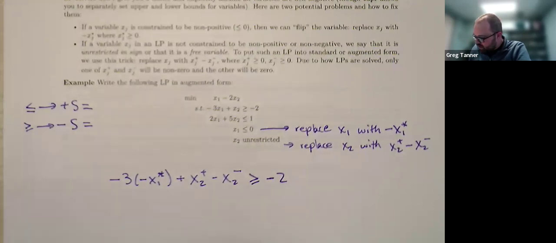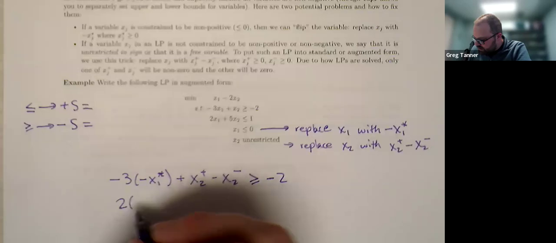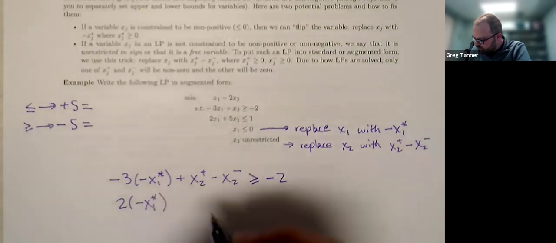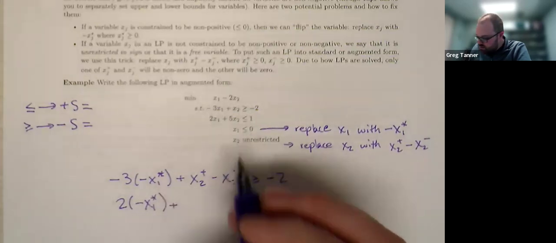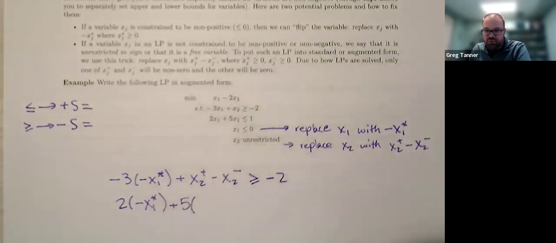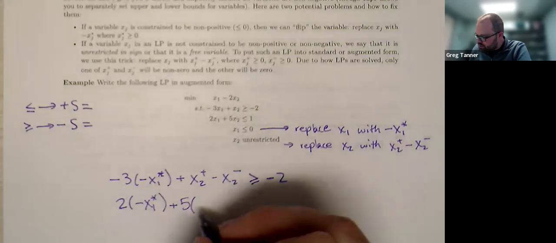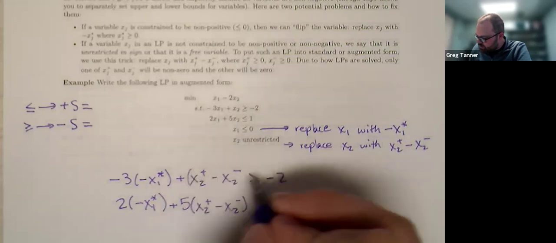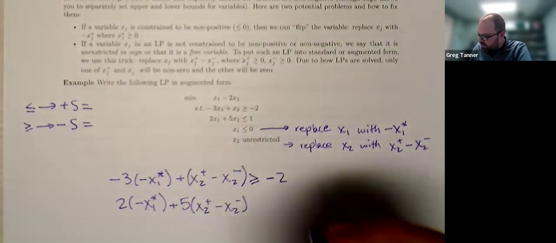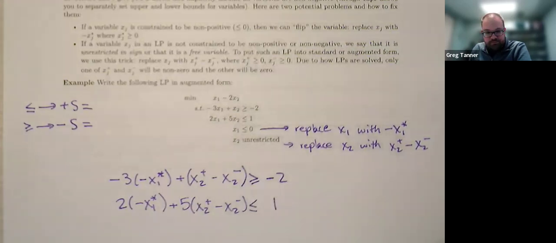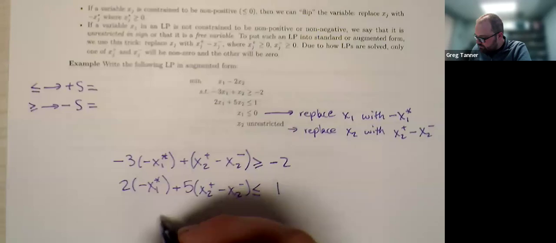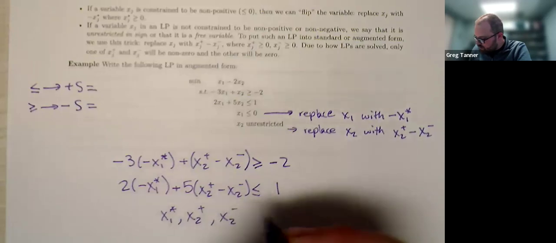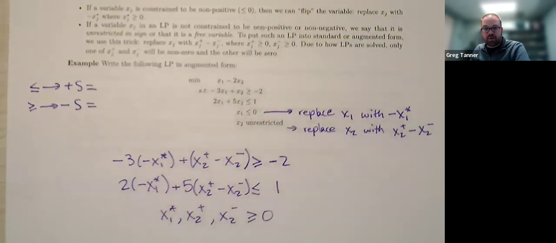Now let's take the second constraint, which is 2 times x1, where we're replacing x1 with negative x1 star. And then we have plus 5 times x2, and always put in parentheses when you're doing this substitution, x2 plus minus x2 minus. I'll put these ones in parentheses up here as well. And that's going to be less than or equal to 1. And that's with, now we've got the variables x1 star, x2 plus, and x2 minus, and all of those are constrained to be greater than or equal to 0.